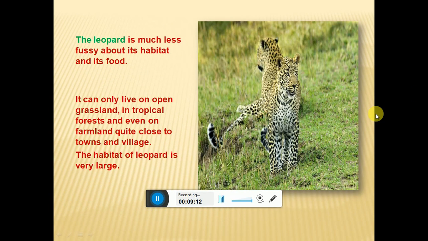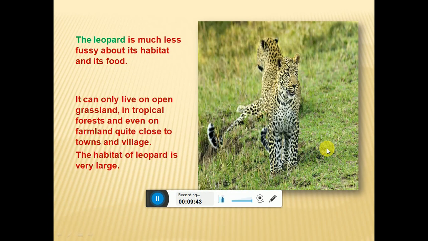Now there is another example of a habitat, that of the leopard. The leopard is much less fussy about its habitat and its food. It can live on open grass and in tropical forest, and even on farmland quite close to towns and villages. The habitat of a leopard is very large. Here is a picture of a leopard, and along with it there is a grassy land.